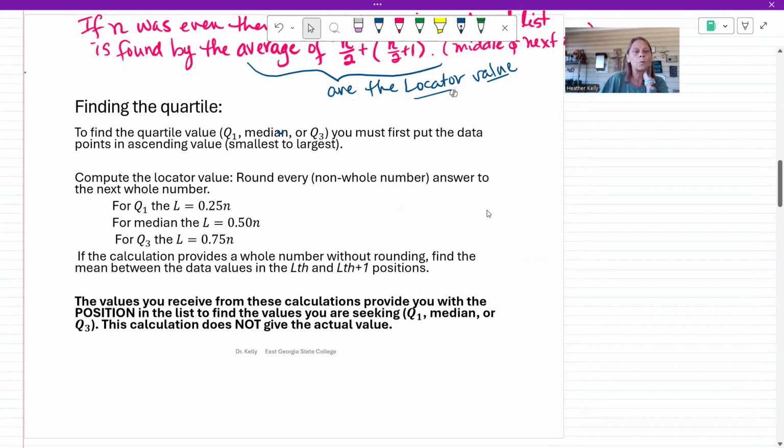All right. So we need 3 locator values because what we're going to find is something called the 5-number summary, which includes the minimum value in the data set, the maximum value in the data set, and the quartile 1, the median, and the quartile 3.